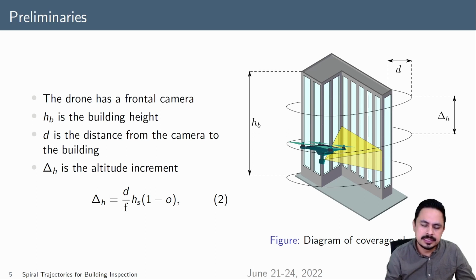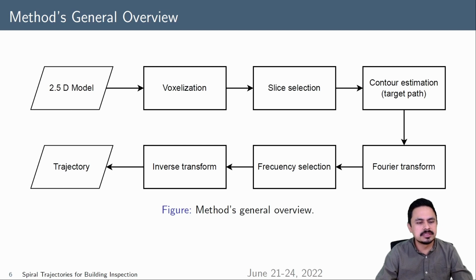So after each trajectory, or after each spiral, the drone increases its altitude by delta H. And this delta H can be computed by defining the overlap that we want between stripes of observation. So in the right figure, I am presenting a graphical description of the task where the drone is moving around the building. Here we can see the method's general overview.